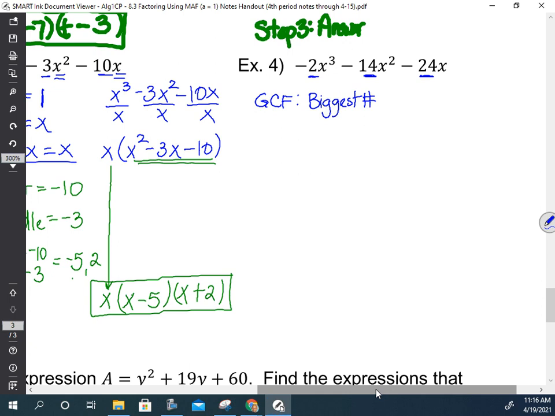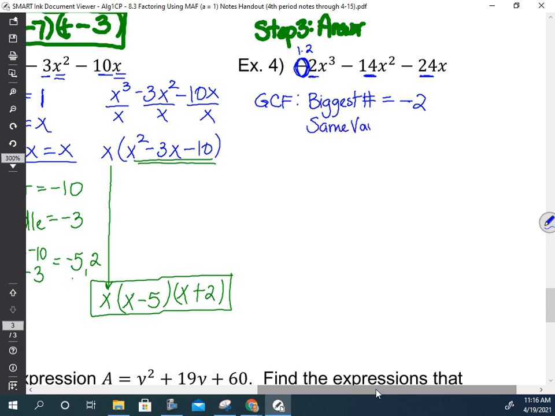If I'm looking at that 2, I know 2 is 1 times 2. Alyssa gave us 2, so we're going to roll with that. The biggest number is 2. But notice they begin with a minus sign. Remember, if your problem starts with the negative, you take out the negative. So we're going to divide by negative 2. The biggest number is negative 2.